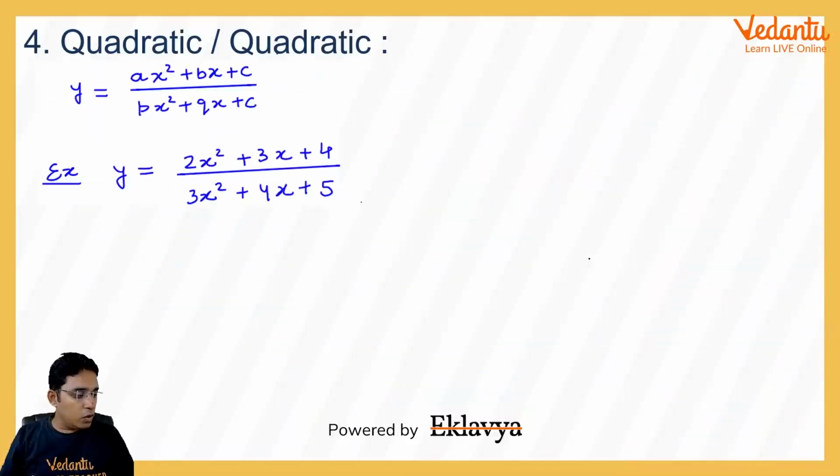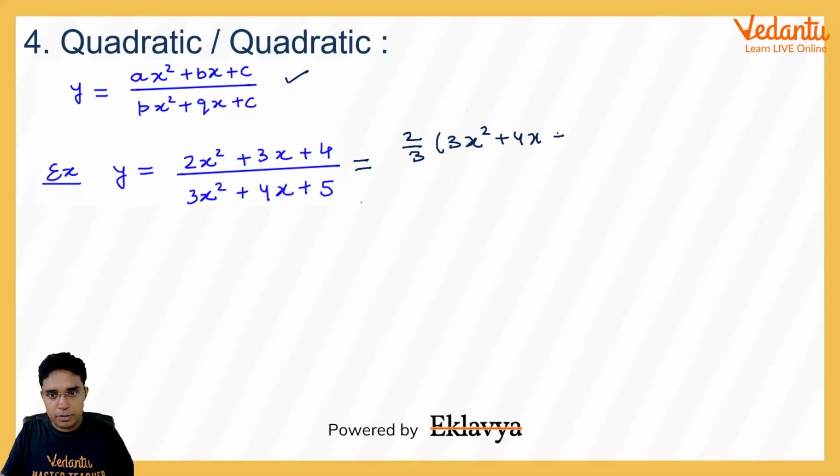Now coming to quadratic upon quadratic. Here this is the general case of quadratic upon quadratic. The normal method can be that you make the quadratic D greater than or equal to 0, that you can do. But I will tell you that if you want to do it using a graph, one of the methods could be that you try to write this as 2 upon 3 into 3x square plus 4x plus 5, and plus here would be, 2x square has been taken care of.